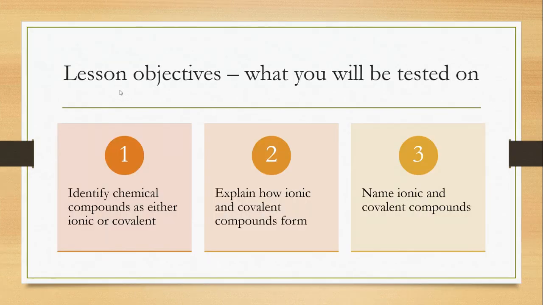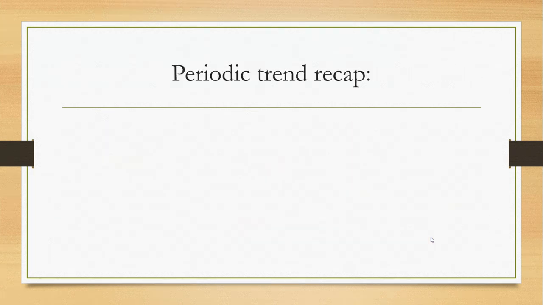Here are your lesson objectives, otherwise known as what you will be tested on. One, identify chemical compounds as either ionic or covalent. Two, explain how ionic and covalent compounds form. And three, name ionic and covalent compounds. Just these three things will take a lot of practice and time. So hopefully we can sort that out now.